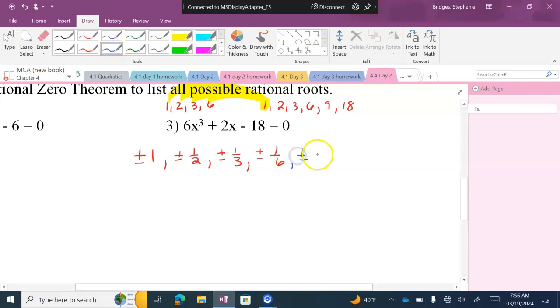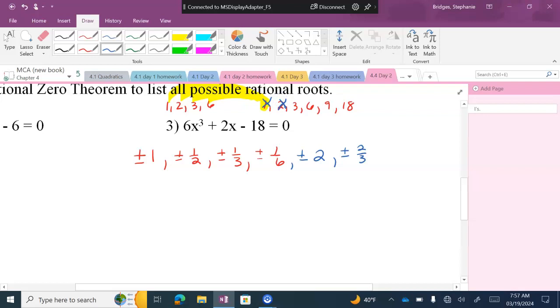So it's going to be plus or minus 2/1. 2/2 reduces to be what? 1, which I already have. Then 2/3 does not reduce. What about 2/6? What does that reduce to be? 1/3, and I already have 1/3 as well, right? So I don't have to list that one again. All right, so I'm done with the 1, I'm done with the 2.